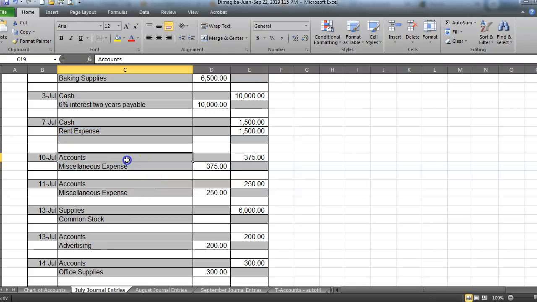Here, cash was paid for miscellaneous expense. Your debit should come first and your credit should come second. It should not be accounts at all. It should be you paid cash for this.